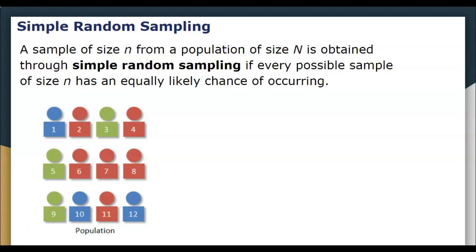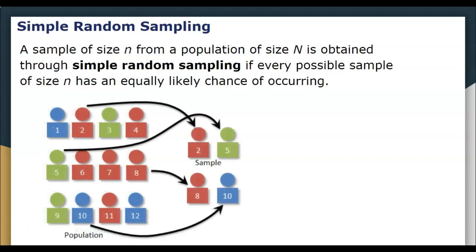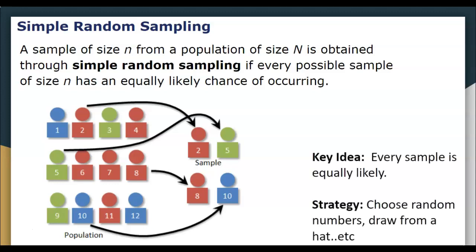So we have a population of 12, and you might say I'm going to randomly generate from this population using a computer, and it generated 2, 5, 8, and 10. So then I have my sample, which is 2, 5, 8, and 10. That's it. That's simple random sampling. The key idea here is that every sample is equally likely. And the strategy that we can use is to choose random generators or random numbers, drawing from a hat, etc.